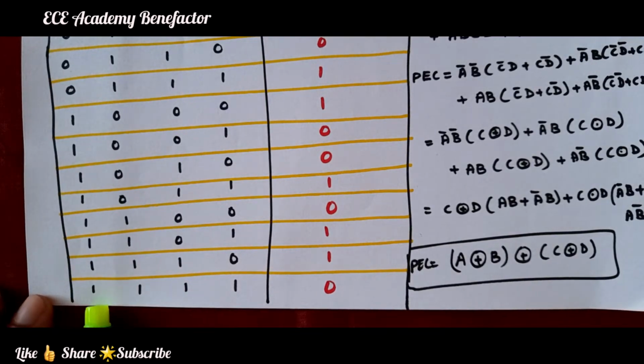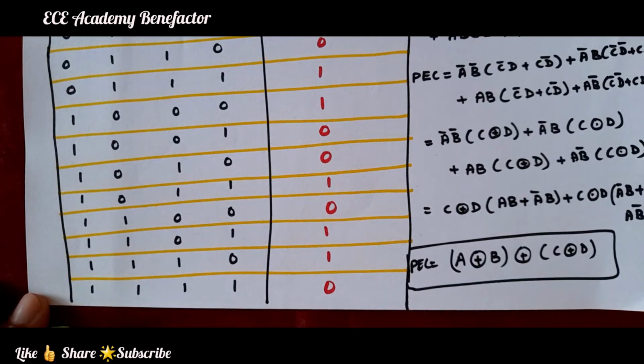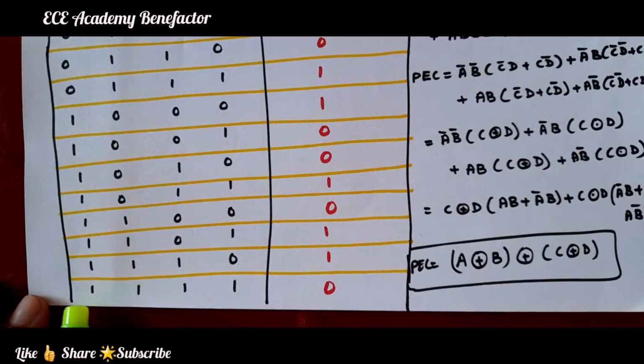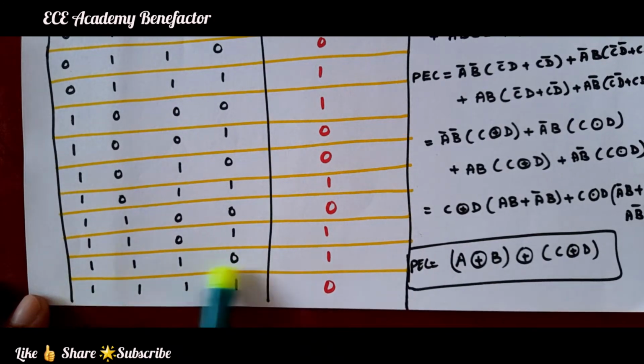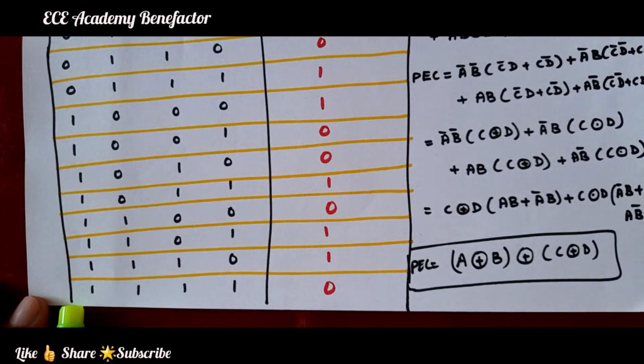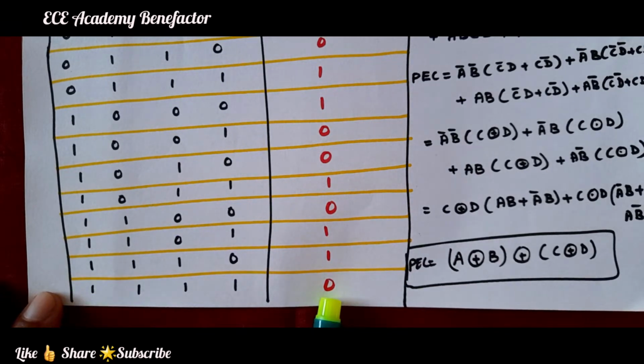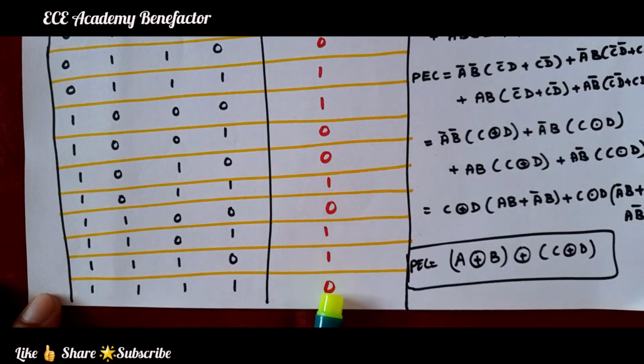We are designing a parity checker. What type of parity checker we are designing? An even parity checker. So let us take this condition when the message is comprising all 4 ones. 4 ones means, is it an even parity? Yes, an even number of ones are there in this message. So it is an even parity. So if it is even parity, PEC will give 0. Okay, 0 means there is no error.